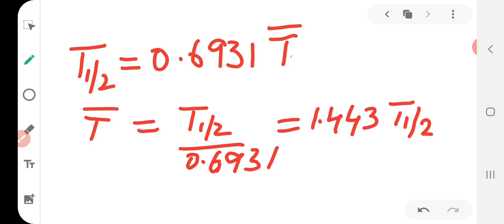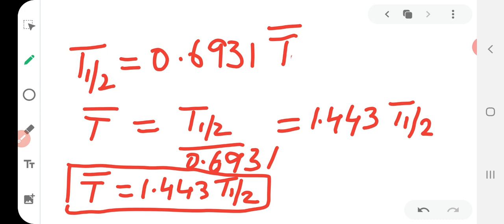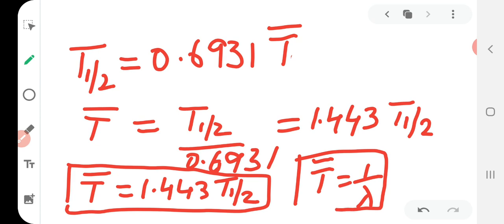So the average life or mean life will be greater than the half-life period, by the amount 1.443 T half. So the mean life of a radioactive sample is 1.443 times greater than T half. And also remember t bar is equal to 1 by lambda, that is, it is the reciprocal of the decay constant.